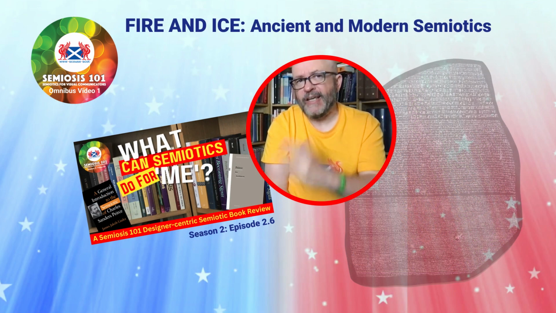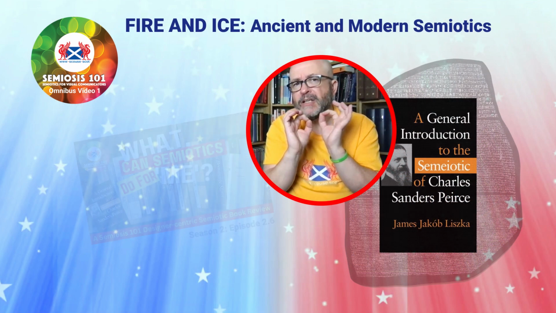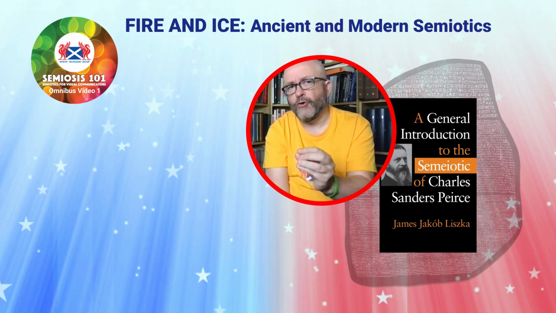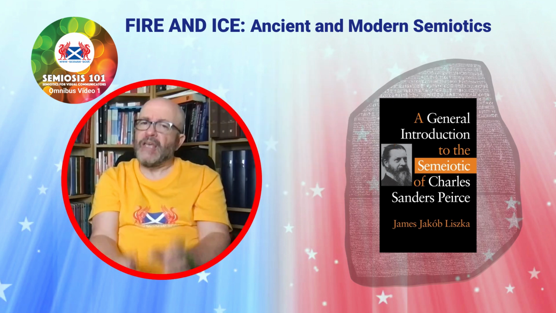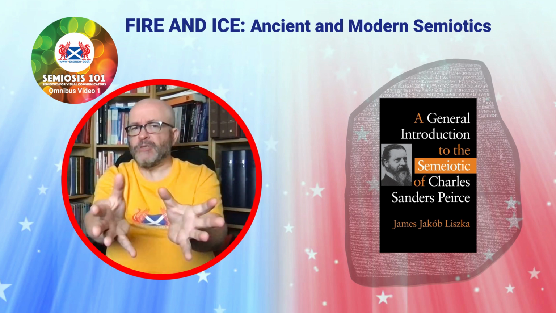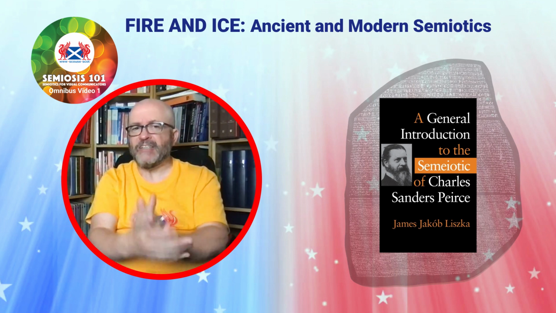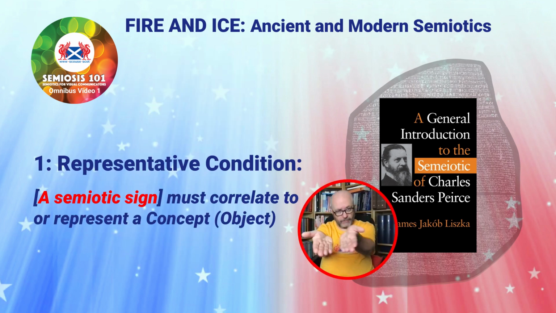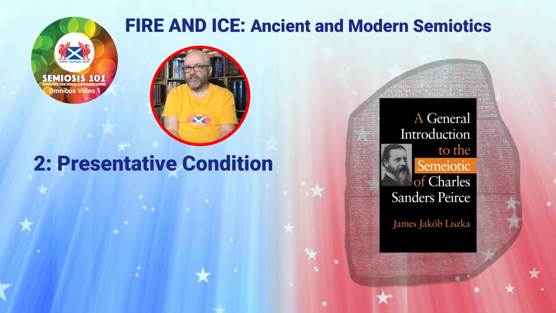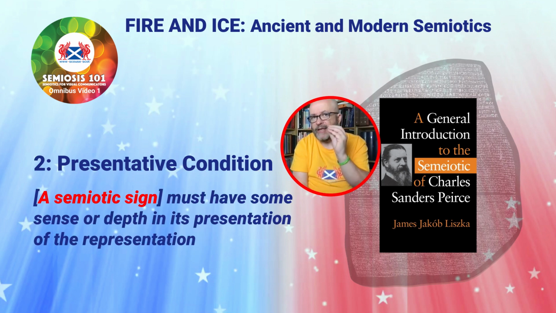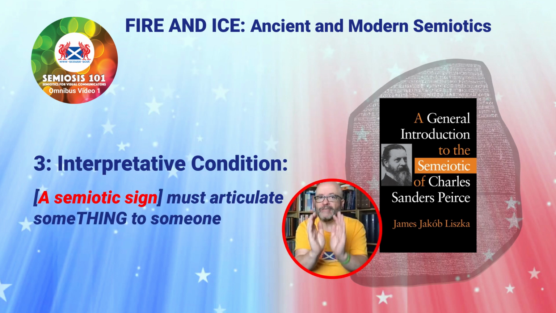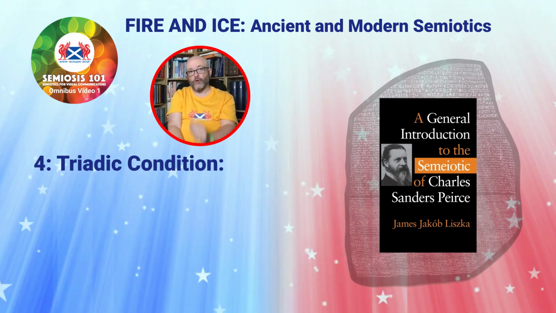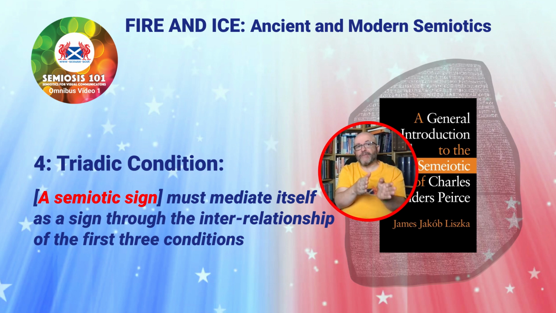In episode 2.6 early in Season 2, I summarised James Jacob Liska's work on Peirce's 4 conditions a semiotic sign must have. In a very short book review, there was no time to go deeper, but the 4 conditions in design-centric terms are: 1. Representative condition, it must correlate to or represent a concept, object. 2. Presentative condition, it must have some sense or depth in its presentation of the representation. 3. Interpretive condition, it must articulate something to someone. 4. Triadic condition, it must mediate itself as a sign through the interrelationship of the first 3 conditions.